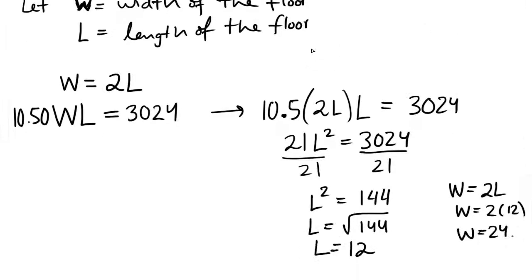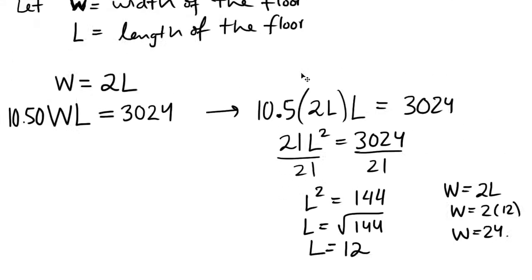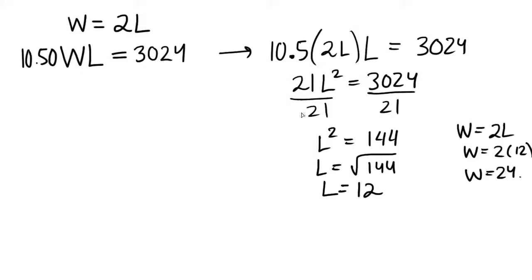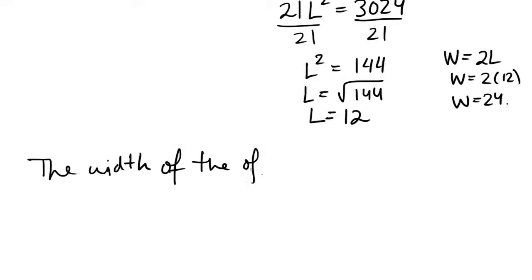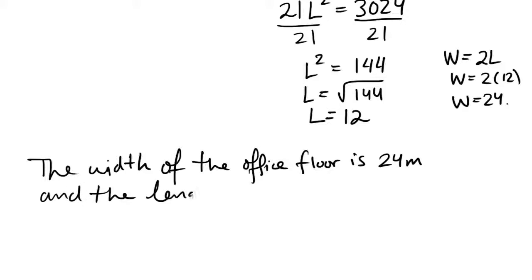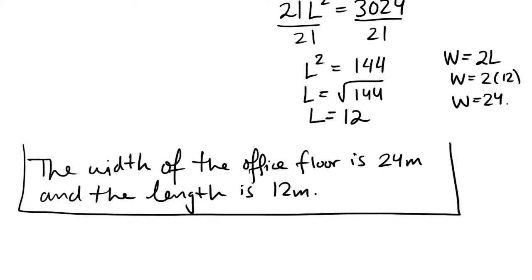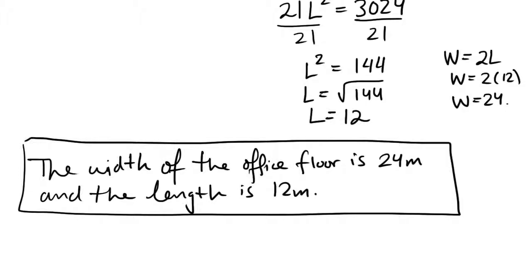Yeah. So let's just write a little sentence so it's for good style. And remember, our unit is meter. So our answer would be the width of the office floor is 24 meters. That's this number right here. And the length is 12 meters. All right. So that completes this question, and it also is the last question of this exam. I hope you found it not too bad.